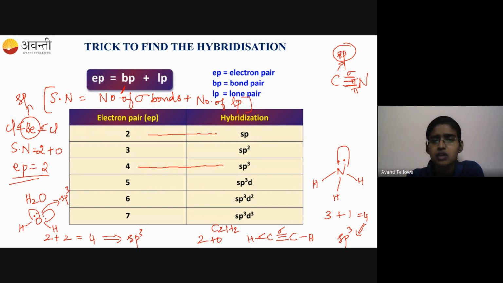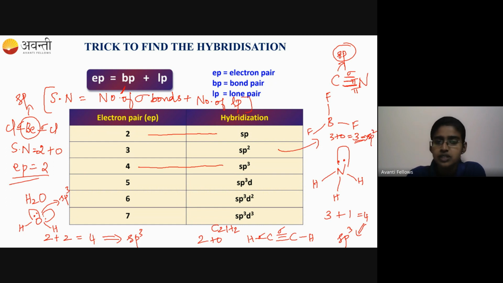If the answer is coming out to be 3, then it is sp2. For sp2, we can take BF3 as an example. BF3 has 3 bond pairs and no lone pair, so 3 plus 0 is 3. Okay, you want me to explain C2H2 once again? I'll explain. Let me just complete this BF3 part and then come to that. So it is 3, and if it is 3, then the hybridization is sp2.